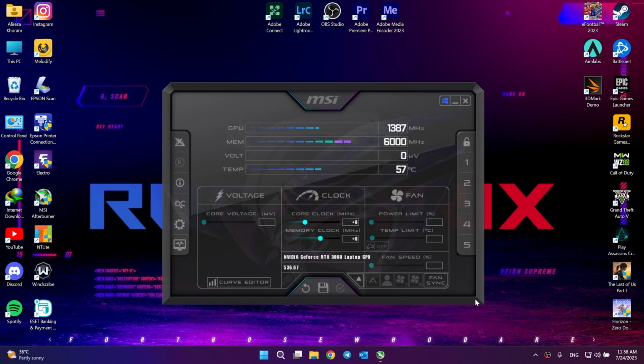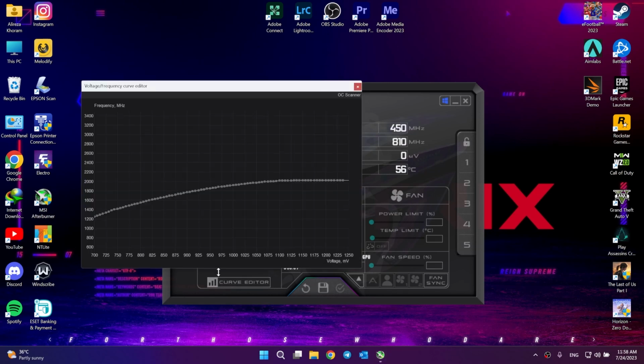For undervolting, first you need to make sure that you are running default manufacturer settings for voltage. Then open the curve editor and you see a table like this, which might be a bit confusing, but no problem at all. I'm here to explain it all.